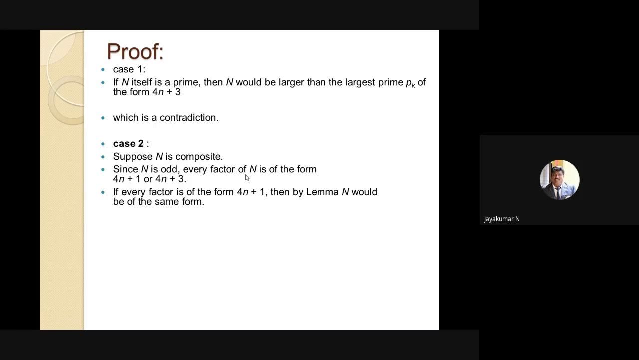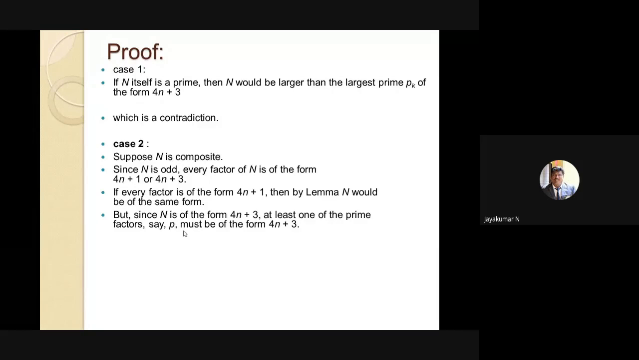So n is the same form, that is, n has the form 4n plus 1. Clearly you have to understand that n is odd, which means there are two forms: either 4n plus 1 or 4n plus 3. Suppose every factor of n is of the form 4n plus 1. If you multiply 4n plus 1 into 4n plus 1, again you will get the same form 4n plus 1. So every factor of n is of the form 4n plus 1, then by the lemma n would be the same form, 4n plus 1. But we know that n is of the form 4n plus 3.